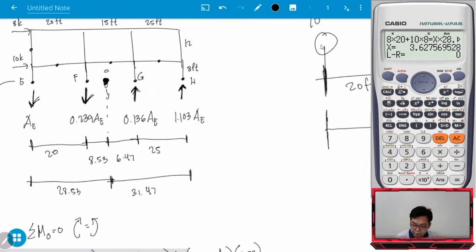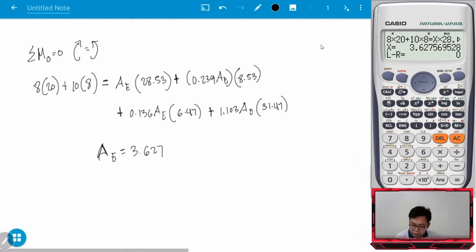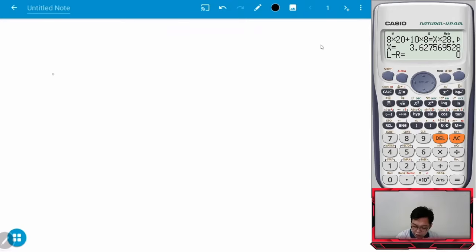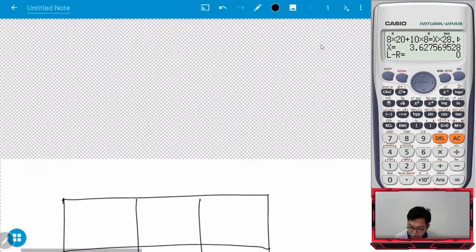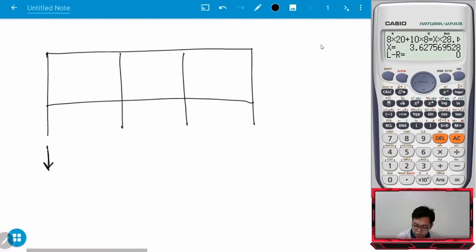Yung AF, AG, at saka AH. Okay, so i-transfer ko na lang dito sa ibaba para mas maganda tingnan. Bakit ang liit ng drawing? Sorry. So bali, ganito na yung makukuha natin. Di ba ganyan man, no? Sorry, dapat putol to dito. So meron tayong tensile force dito na 3.627.